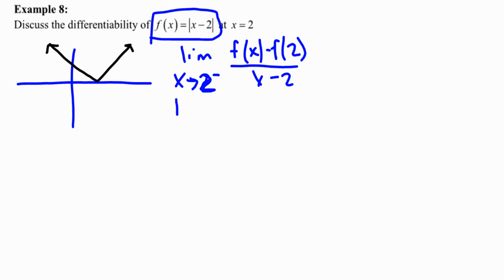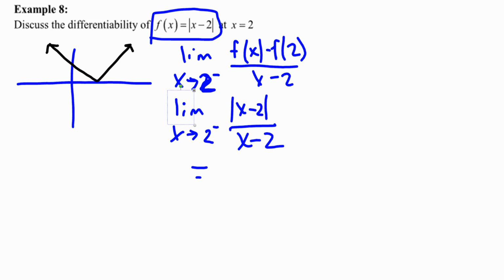So we're talking about the limit as x approaches 2 from the left of absolute value of x minus 2, minus f of 2, which is 0, over x minus 2. Good thing we know about this function. Remember, that's just a piecewise function where it's negative 1 on one side and 1 on the other. So if we go on the left side of 2, where the numbers are lower, we're going to get negative 1.